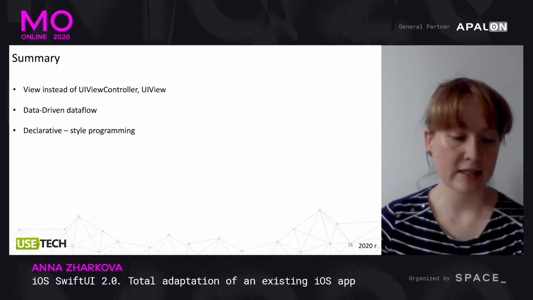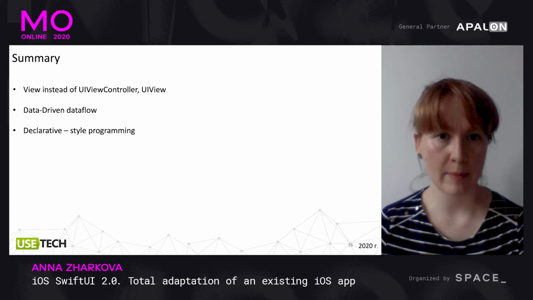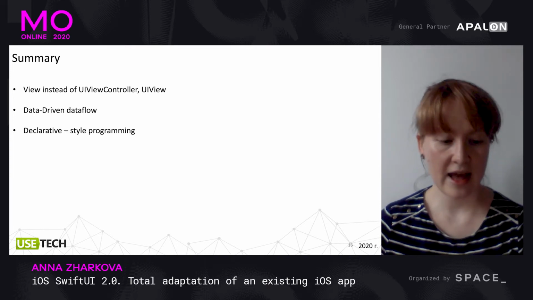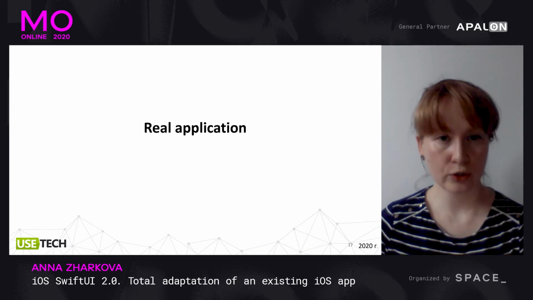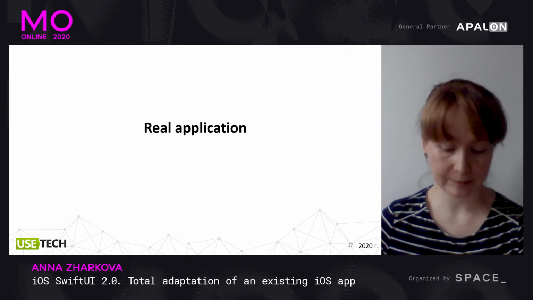So let's summarize what we have. There are the SwiftUI basics. We have View instead of UIViewController and UIView. We have data-driven data flow instead of event-driven. And we should use declarative style programming. Now let's take a look at a real application and how we can adapt it to SwiftUI.